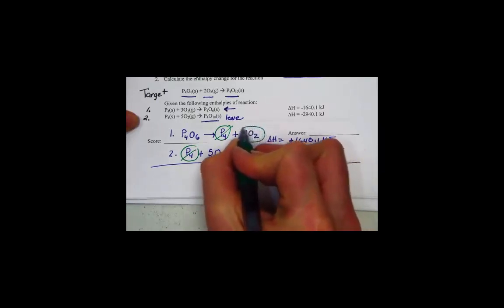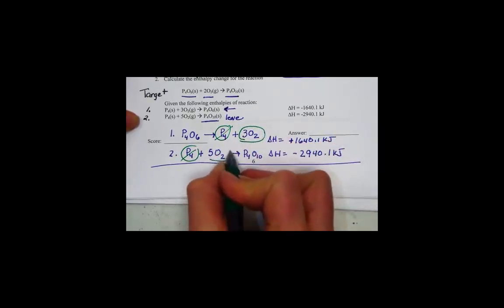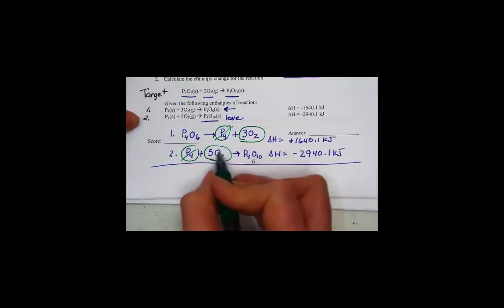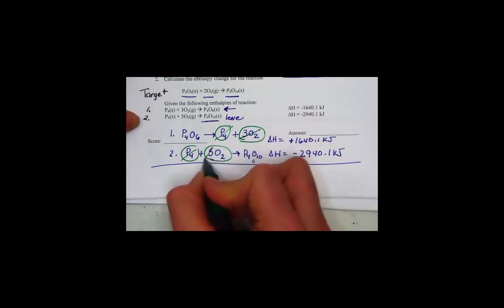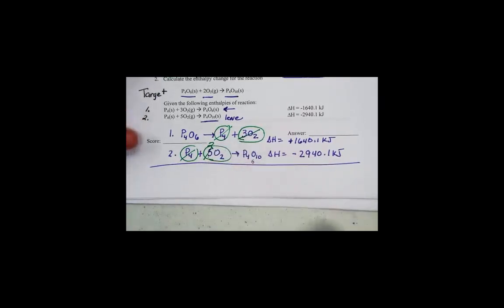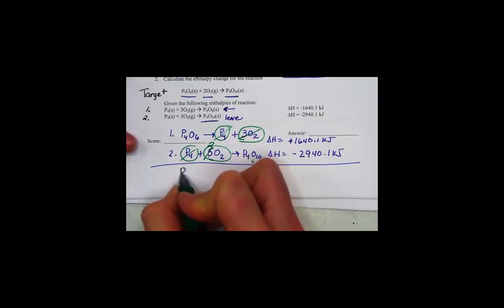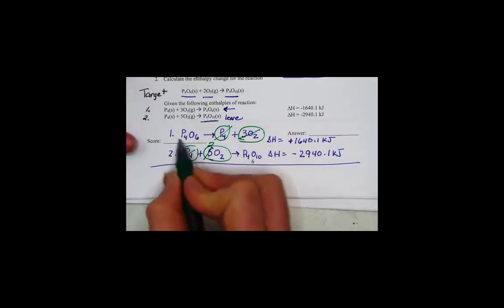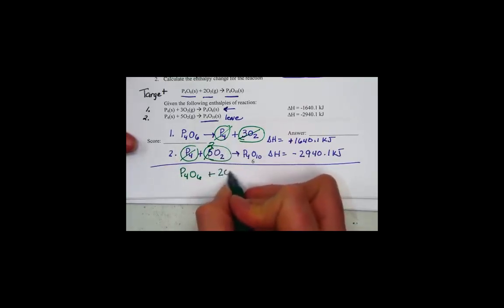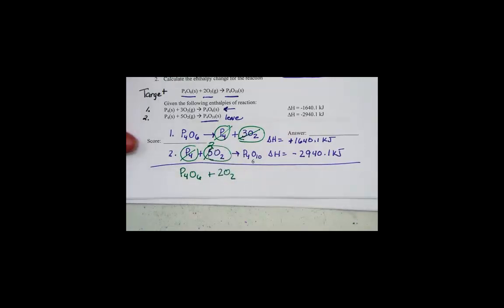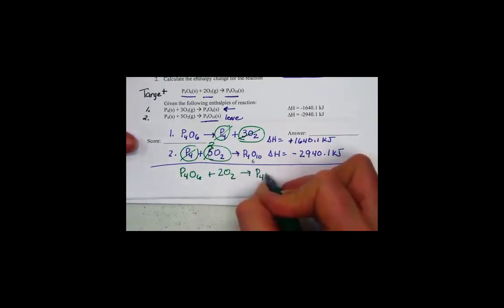I also notice that on the right side of our first equation, I have 3 oxygens, and on the left side of the second, I have 5. If I simplify, I can get rid of the 3 O2s, leaving me a remainder of 2. 5 minus 3 simplifies to 2 units of O2. And indeed, we have built P4O6 left over from that first equation, and 2 units of O2, the remainder of our second equation, forming the desired product of P4O10.